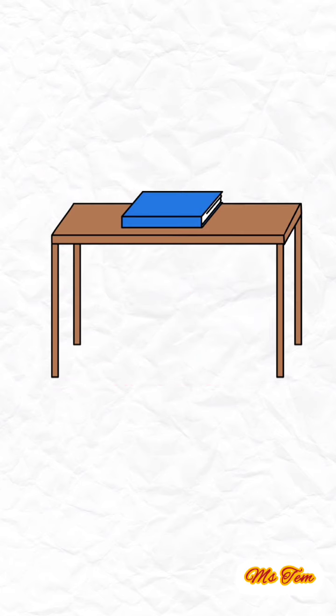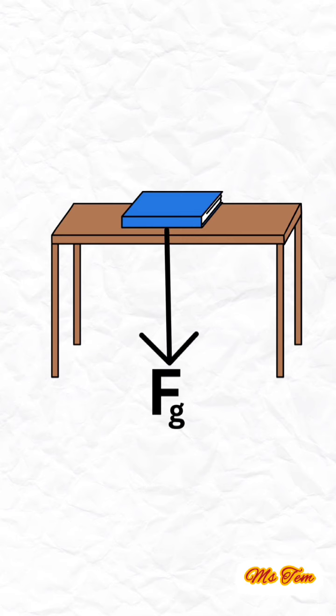For example, imagine a book sitting on a table. What forces are acting on it? Gravity pulls it down, the table pushes it up, and maybe even a little bit of friction from the table's surface. So these are the forces we draw on a free body diagram.